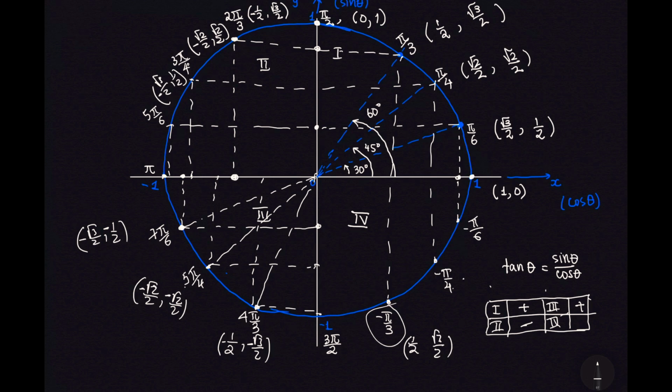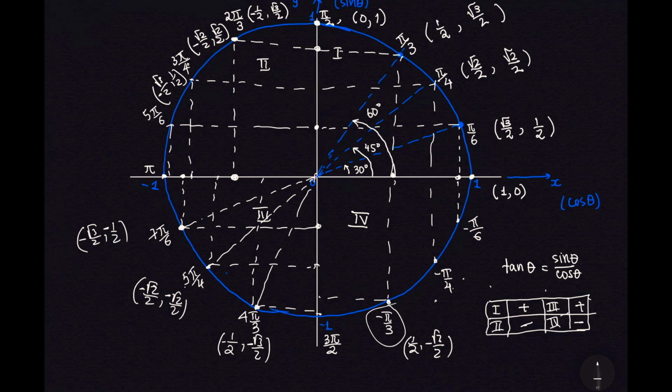Here, for this point, if you project, y is negative, cos is positive. So cos remains positive, but y we get negative. The same: cos is positive, y is negative. And if you do tan, negative over positive gives you negative.